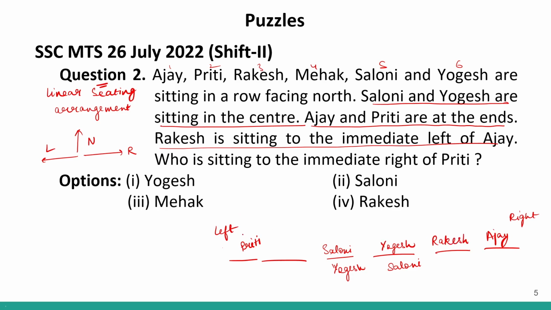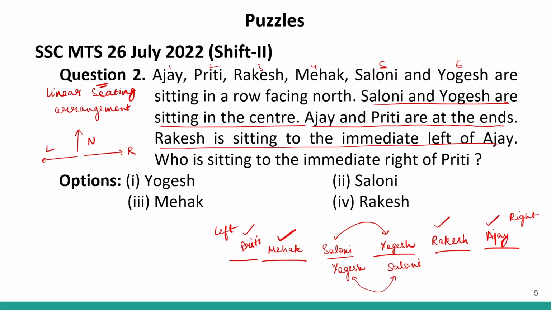Correct? So we have fixed position for Preeti, we have fixed position for Rakesh, and we have fixed position for Ajay. The positions of Saloni and Yogesh are interchangeable. We can have this possibility or we can have this possibility. So only one person is remaining, Mehak. So I can say Mehak will sit over here. Mehak's position is also fixed.